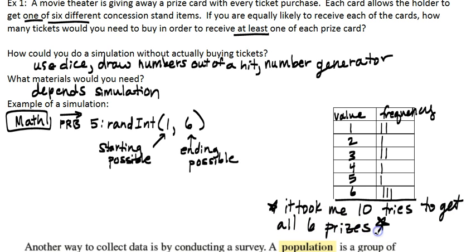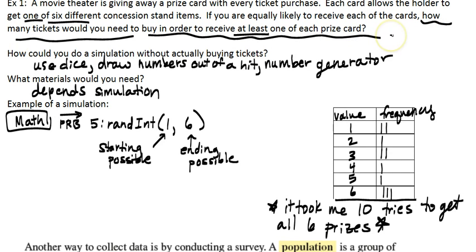And then here's the deal. Right now, we just did a single experiment, and the original question was, how many tickets would you need to buy in order to receive at least one of each prize card? We just figured out from our experiment that you need to buy 10. Now, that's not totally accurate though, right? Because every experiment would be slightly different.